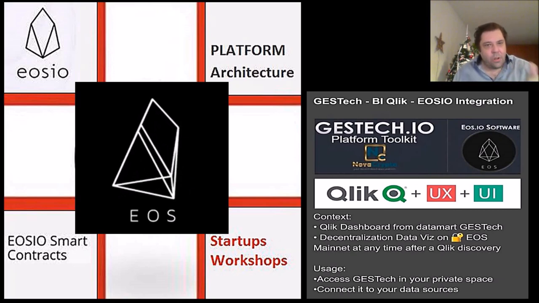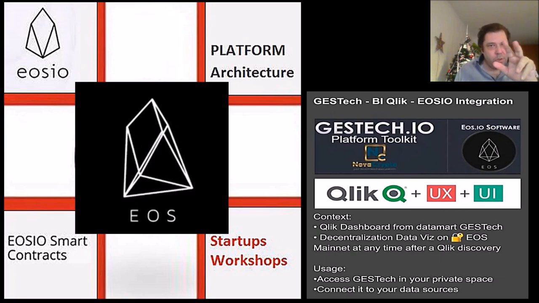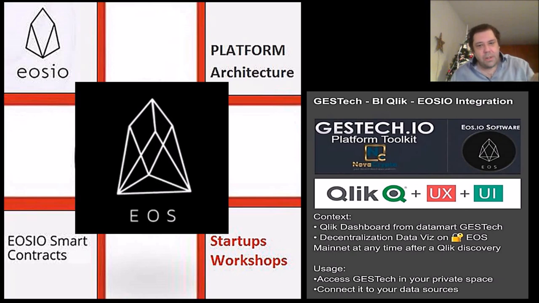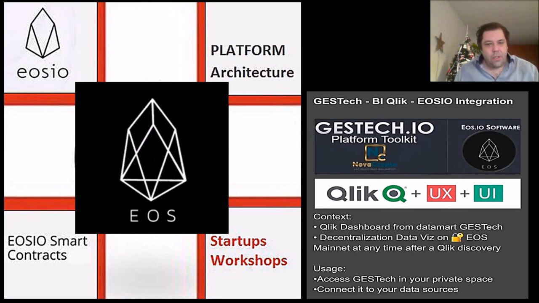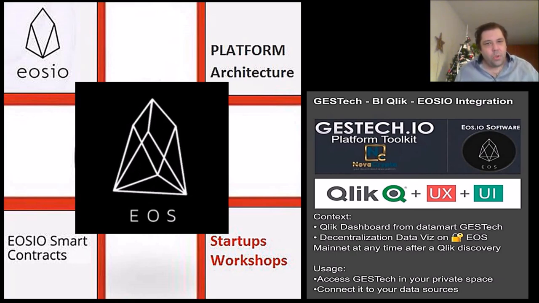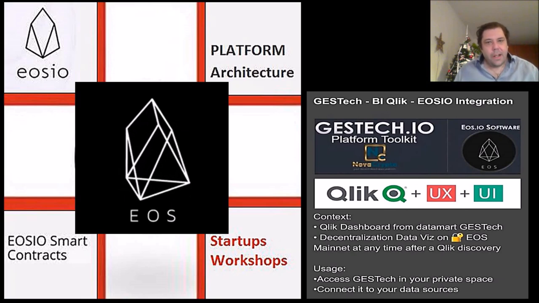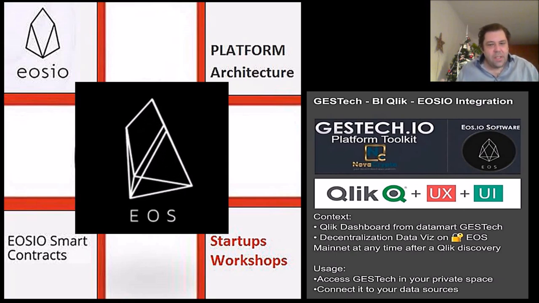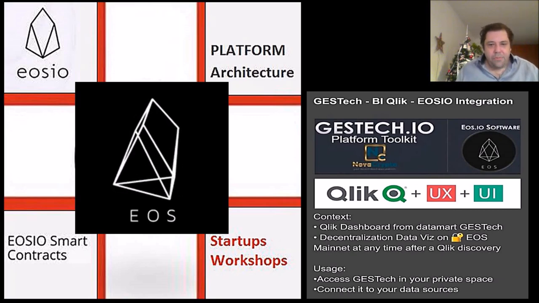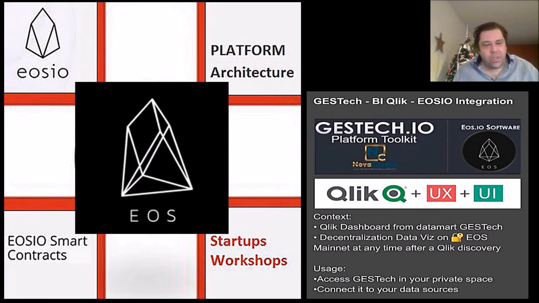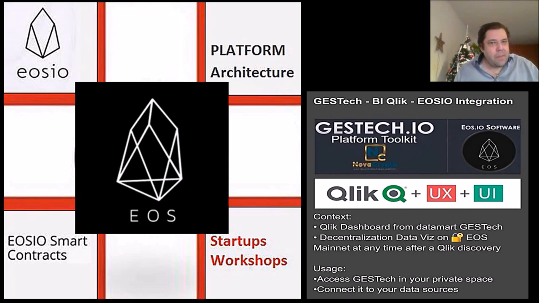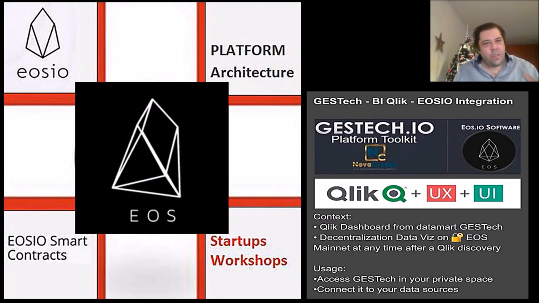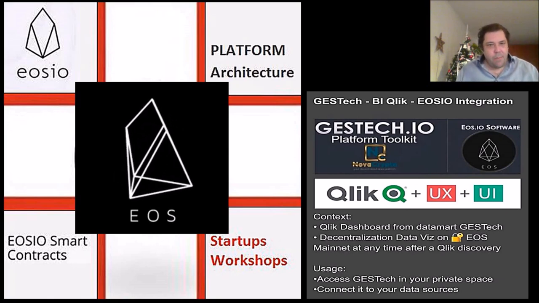After that, you do a click discovery. You are on the ClickView, you are doing your click, you are doing your discovery. At a time, you can say, okay, now I want to securize this view as a timestamp on the EOS mainnet. So that's using Gestec in your private space, because as a customer of NovaCrypto, you have your own decentralized platform. You are using our servers located in the Swiss Alps, in a former military bunker. And when you arrive in your private space, you have the tools that you need to work. For example, Gestec. And from your Gestec in your private space, you can connect to the data source that you have in your company, and use, for example, ClickView to discover your data. You have a wedding between ClickView and the EOS mainnet. That's the goal, through our Gestec platform toolkit. That's what I am developing.